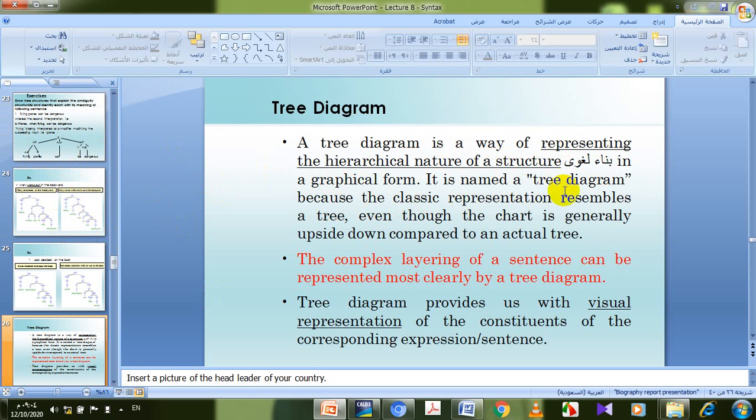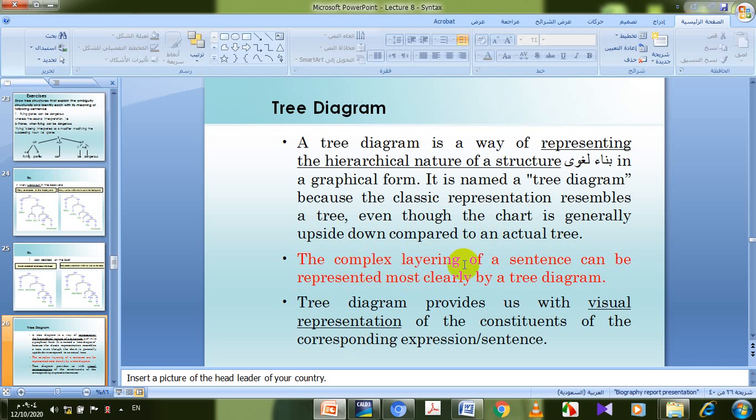It is named a tree diagram because the classic representation resembles a tree, even though the chart is generally upside down compared to an actual tree. It is upside down, not the opposite. The tree is branching up, not out.